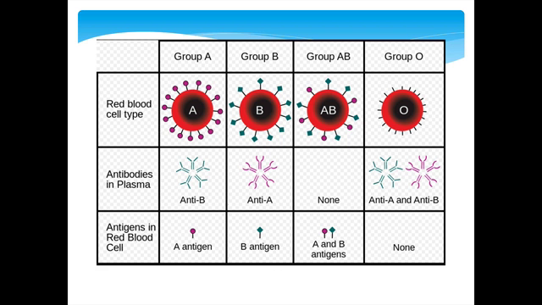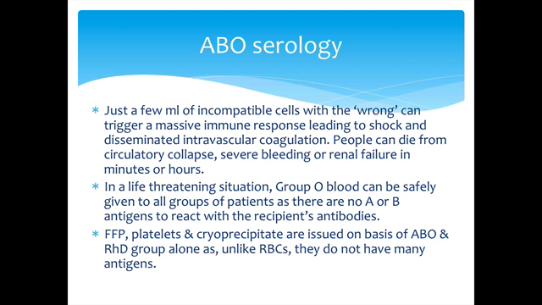Now, there are loads of other antigens, and that's why a full cross-match actually takes longer in the lab than a group and save. So just a few mils of incompatible cells with the wrong type can trigger a massive immune response, and that can lead to shock and DIC, and people can die from circulatory collapse and severe bleeding or renal failure in minutes or hours. So in a life-threatening situation, Group O blood can be safely given to all groups of people.